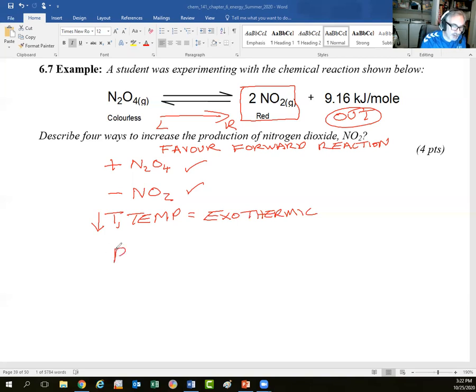Finally, for pressure, as we look at the forward reaction, we take 1 mole and turn it into 2 moles. So we are looking for the reaction that favors the production of the most moles, 1 becoming 2 each time. And to favor the most moles, we need more space. To create more space, we need to back off the pressure. So a decrease in pressure will favor the forward reaction.